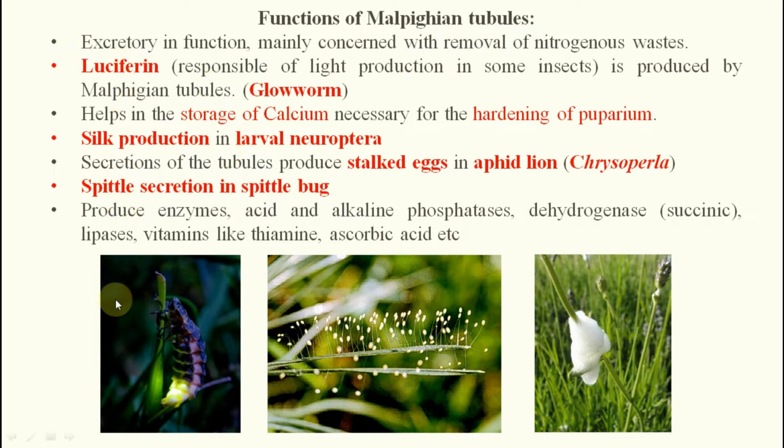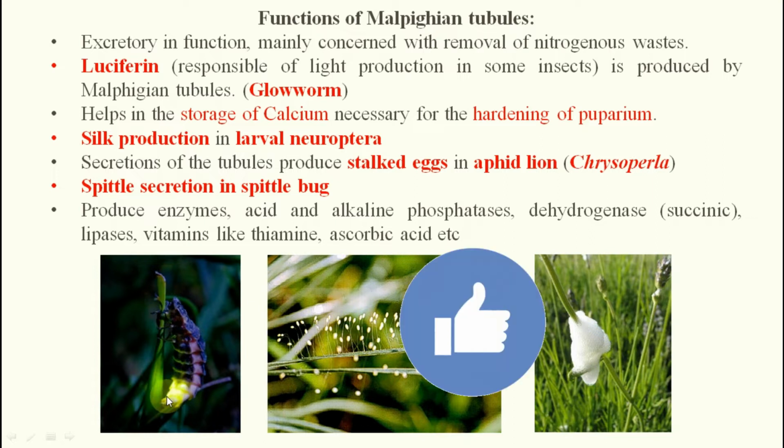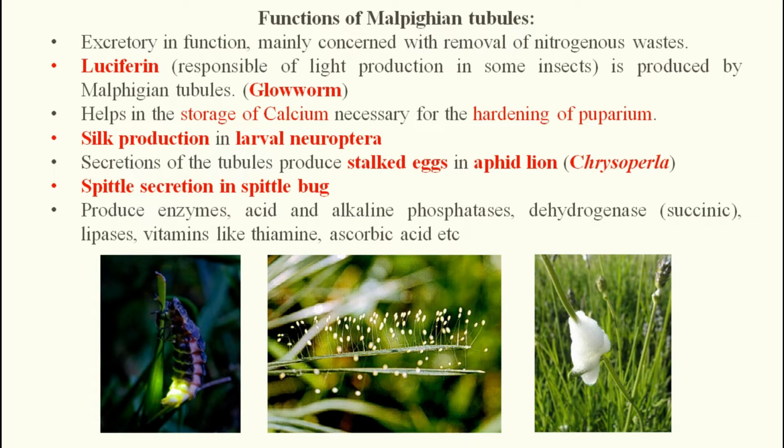What is second? Luciferin. This is in the glowworm and firefly. This is the production of light. Do you know this one, in Noida we call it Juljulia Paco? Have you seen? This luciferin, they are producing the light which is produced by Malpighian tubules only.